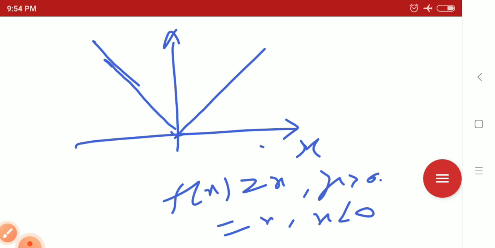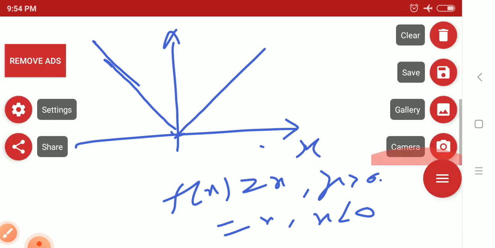We'll discuss whether it is differentiable or not in our next video. Tell me in the comment box whether it is differentiable or not, continuous or discontinuous, or whether its limit exists or doesn't exist. That is it for today.